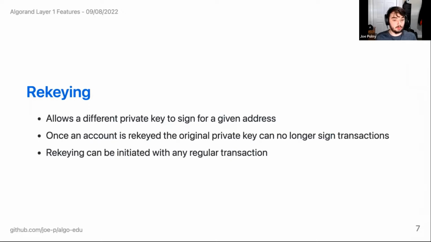So also on Algorand, we allow rekeying, and this basically allows one account to sign transactions for another account. And once you rekey an account, it cannot be sent by the original owner. So this is a good way to transfer an account to someone else without having to manually transfer all the algo or all their NFTs and transactions. You can simply rekey the account to another person.